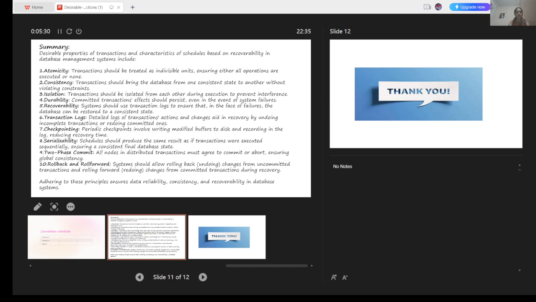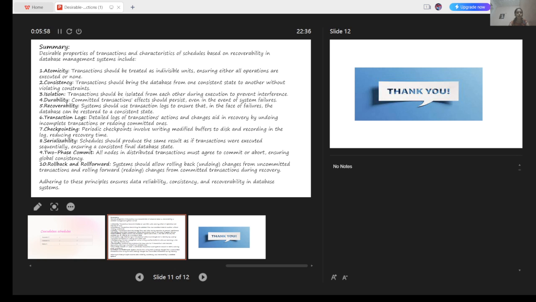Lastly, we can have the summary of these topics. Desirable properties of transactions and characteristics of schedules based on recoverability in a database management system include atomicity, consistency, isolation, durability, recoverability, transaction logs, checkpointing, serializability, two-phase commit, rollback, and roll forward.